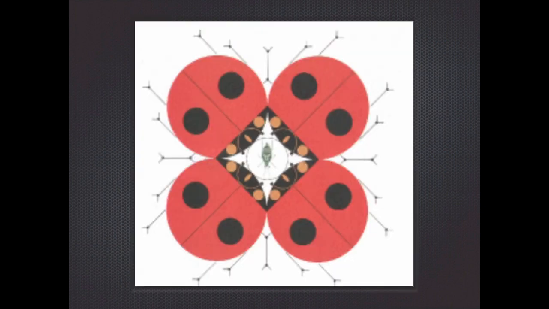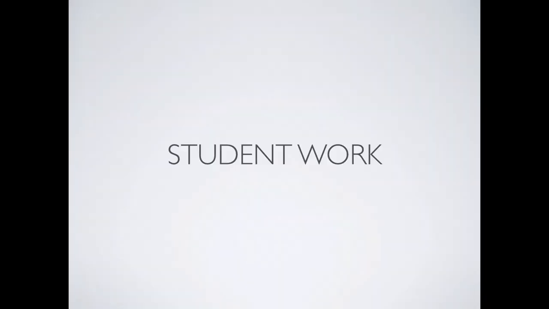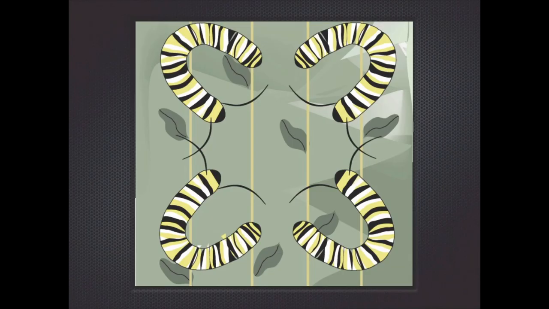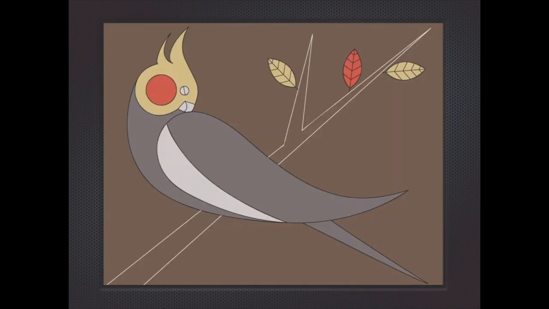And there's a picture of Charlie Harper himself. So let's look at some student work. And so you'll see how these start to fall into the same sorts of patterns. Repetition of elements. I think this one's particularly well done. It's clean, simple shapes, but it's very representative and very much in the style of Charlie Harper.